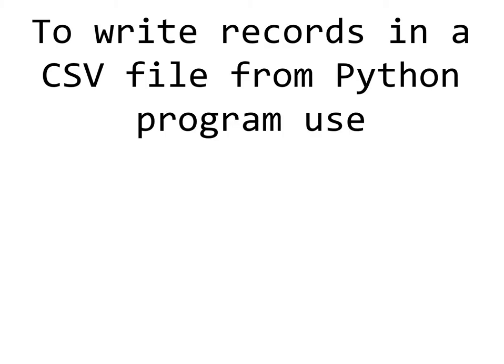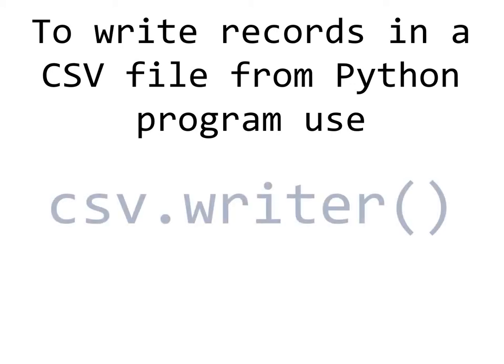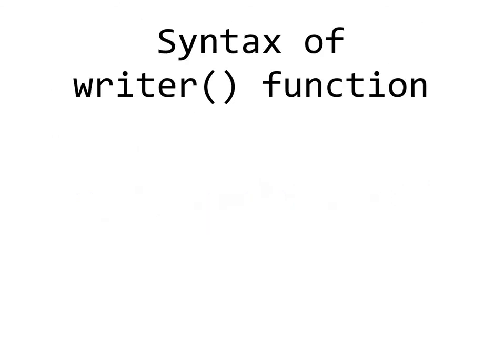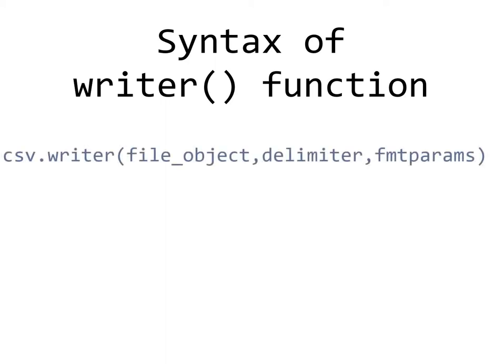To write records in a CSV file from a Python program, use the csv.writer function. The syntax of the writer function is csv.writer, within parentheses: file object, delimiter, format parameters, where delimiter and format parameters are optional.